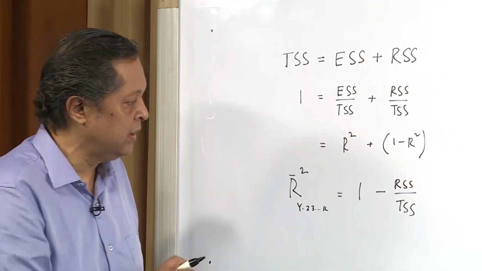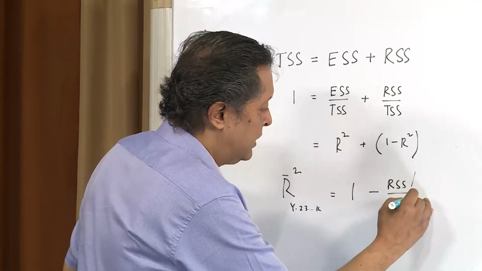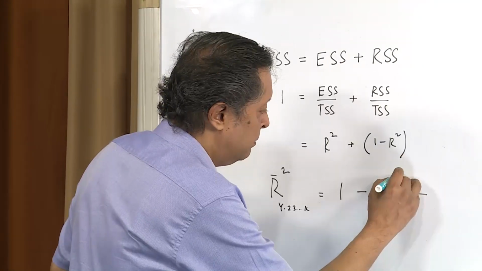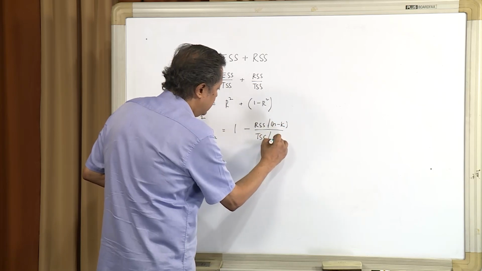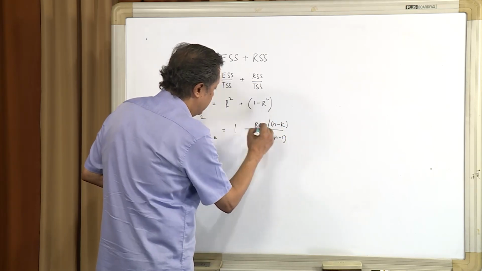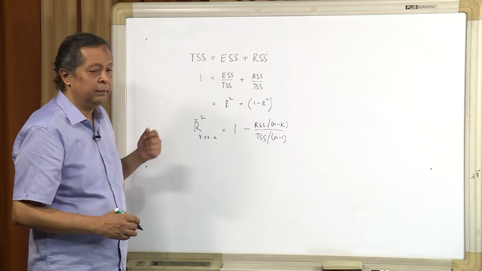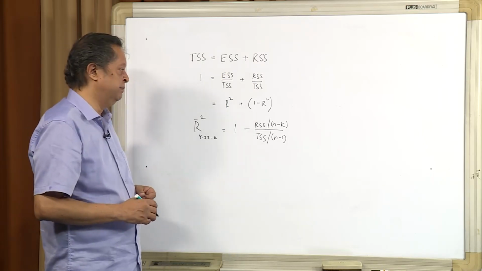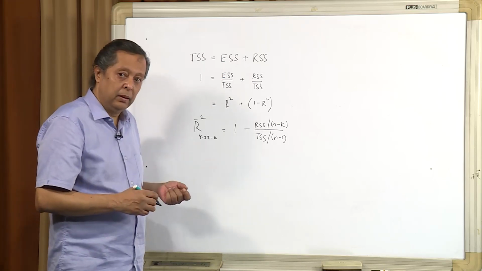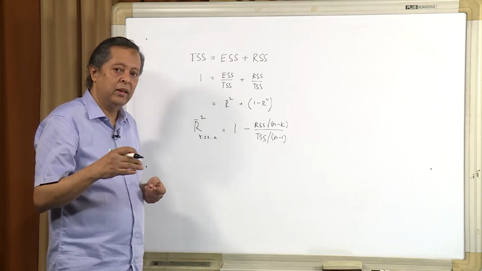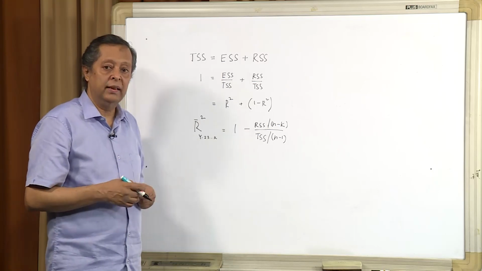Now, how do we adjust it? We divide by the respective degrees of freedom. So, this has n minus k degrees of freedom, this has n minus 1 degrees of freedom. So, that is basically our adjusted R square, which means that if we add on more variables, explained sum of squares might go up, but there is a loss in the degrees of freedom.